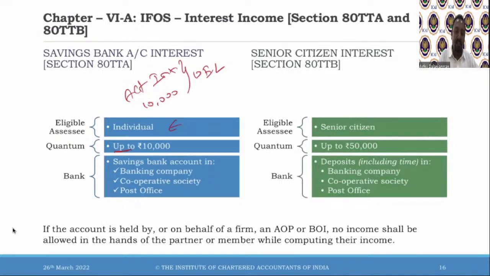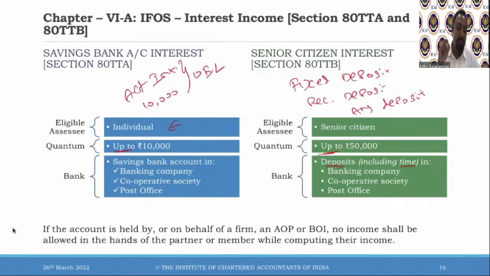It is for senior citizens. In the case of senior citizens, they can claim up to 50,000 in deposits. The word here is deposits, including time deposits, which means your fixed deposit, your recurring deposit, or any deposit with a banking company, cooperative society, or post office. Up to 50,000 it is exempt. Here also the procedure is actual interest or 50,000, whichever is lower. That's what the provision is.